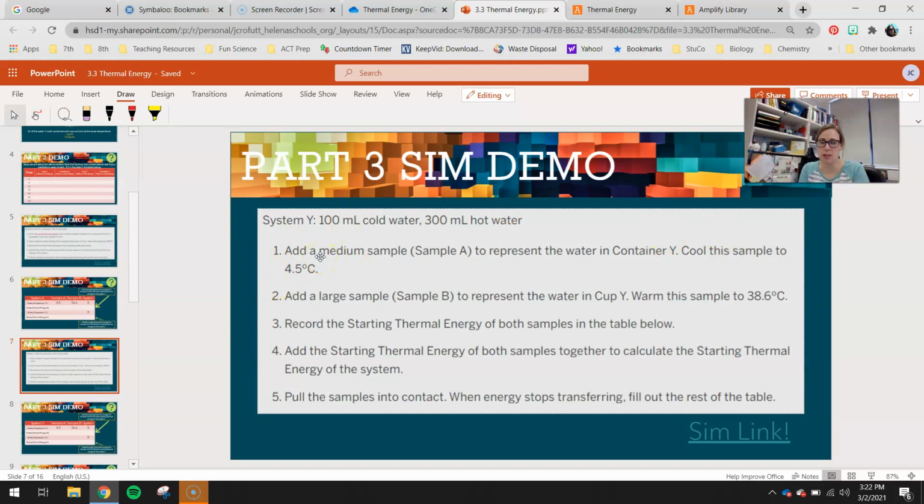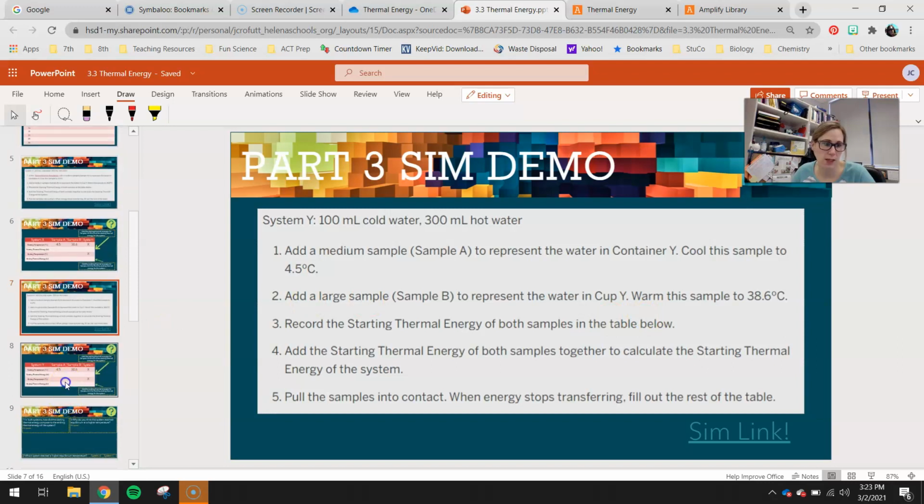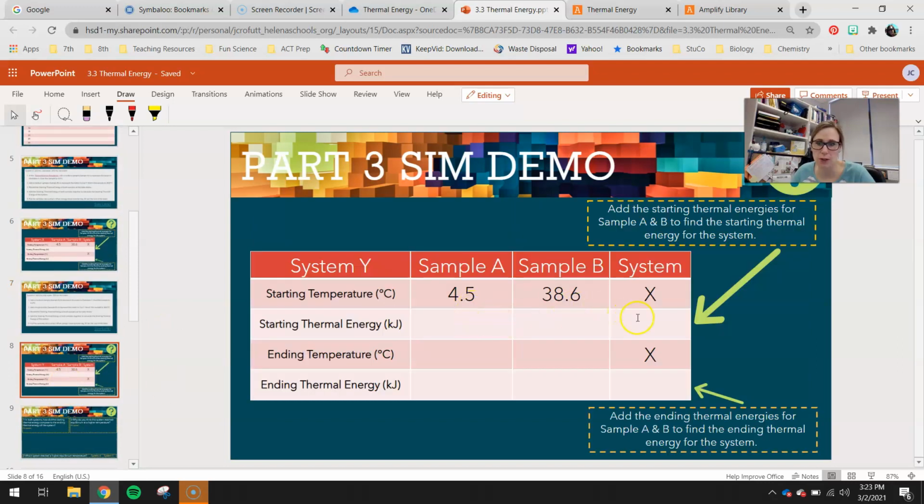So that's your cup. That's your, or excuse me, your container, your bowl, whatever you guys want to call it. And then add a large sample, sample B, to represent the water in cup Y. Warm this to 38, so we're going to have a much larger sample here. Record your starting thermal energy.